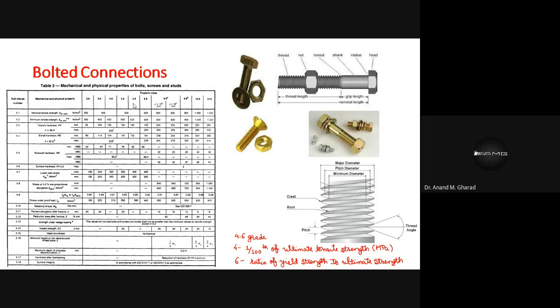If you remember, I had told you about the grade of the steel. What are generally the grades of the steel? How are they expressed? Do you remember any one grade? How is it expressed?